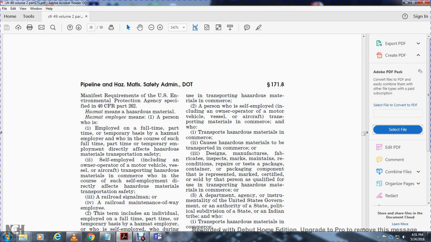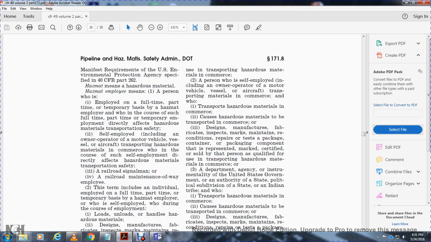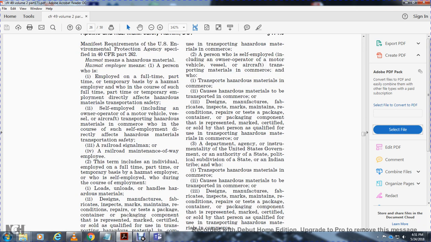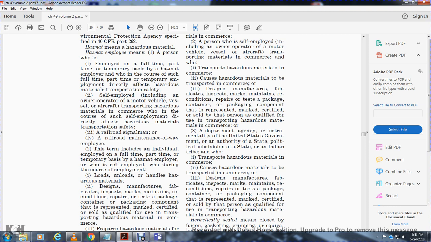vessel, or aircraft transporting hazardous material in commerce, and a self-employed person who directly affects hazardous materials transportation safety, a railroad signalman, or a railroad maintenance-of-way employee. The term includes an individual employed on a full-time, part-time, or temporary basis who, during the course of employment, loads, unloads, or handles hazardous material; designs, manufactures, fabricates, inspects, marks, maintains, reconditions, repairs, or tests a package, container, or packaging component represented, marked, certified, and sold as qualified for use in the transportation of hazardous material in commerce.